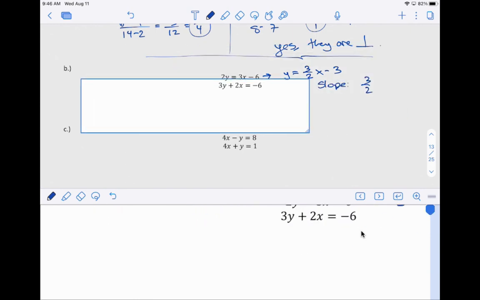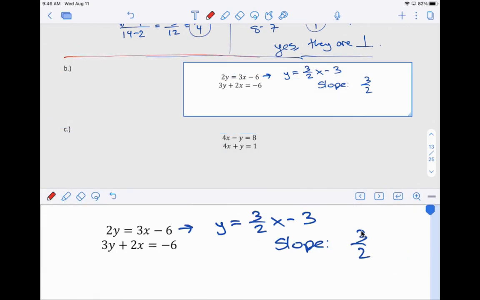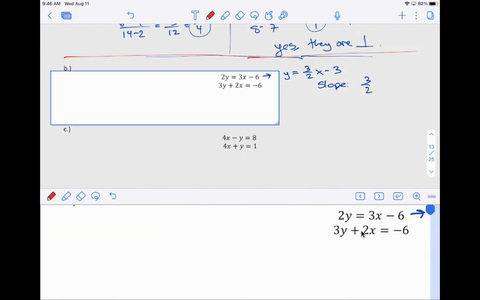All right. Now we'll go over here. I'm going to switch colors so we can actually see this as a different problem. Sorry, I'm trying to make this video not super long.